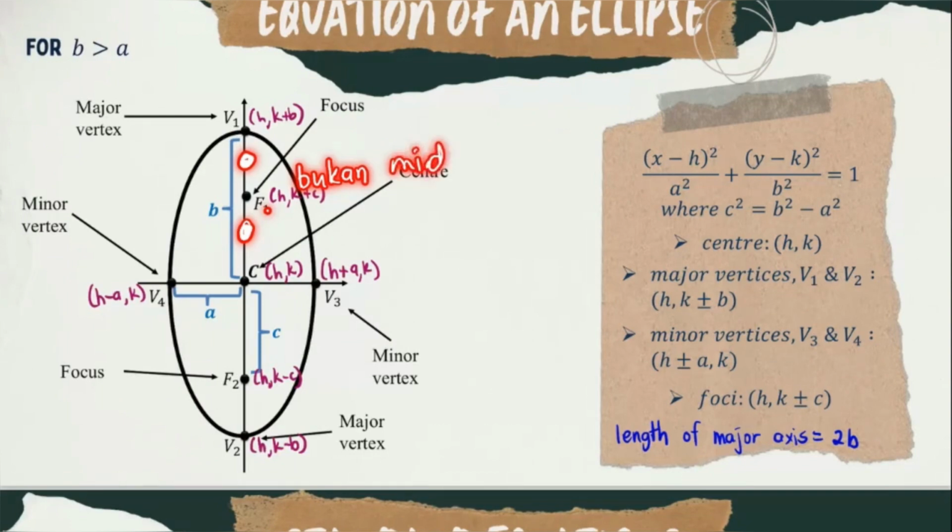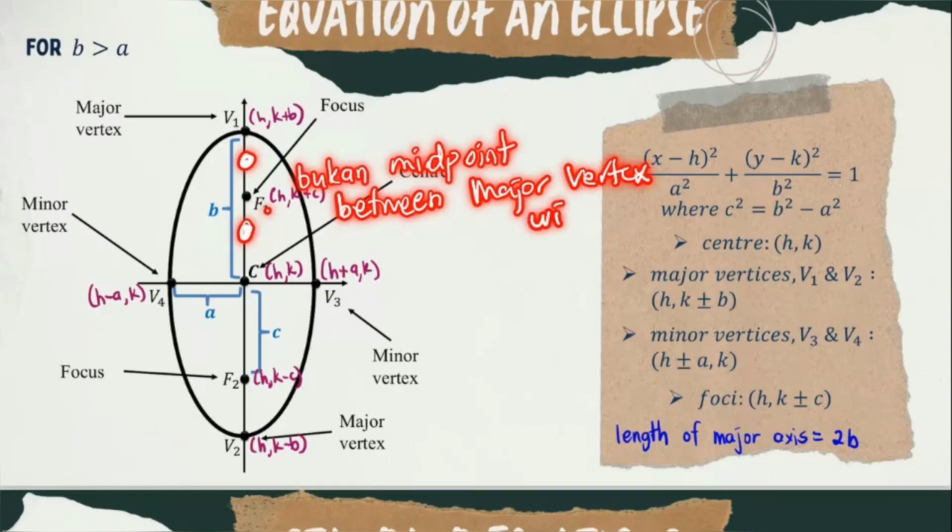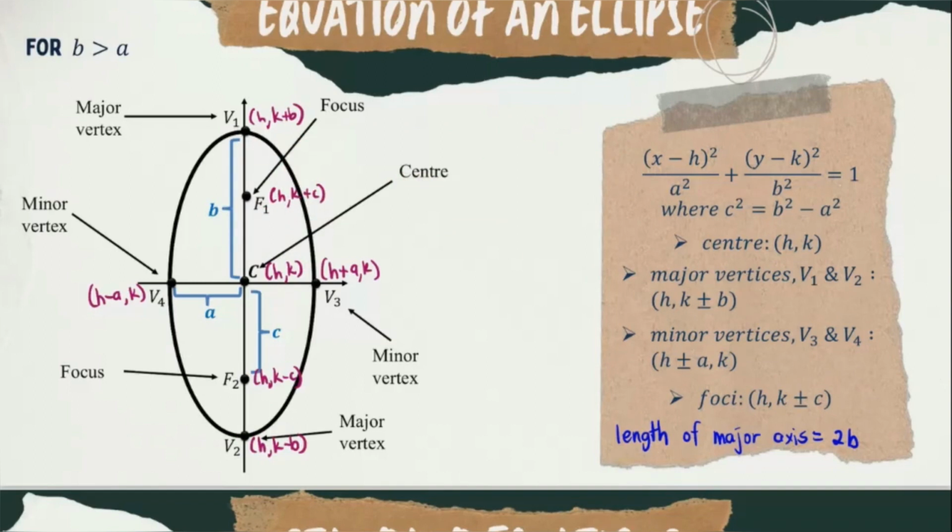Bukan midpoint between major vertex dan juga our center. Dia bukan midpoint. Tapi, okay, yang midpoint adalah antara dua minor axis. So, tengah-tengah dia adalah center. So, itu adalah midpoint lah. Ataupun antara focus 1 dengan focus 2, nampak tak kat sini jarak dia C, sini pun jarak dia C. So, yes, it is a midpoint.